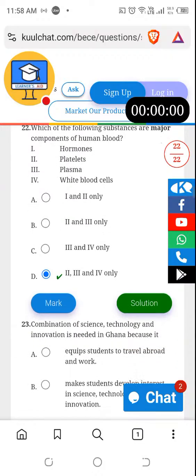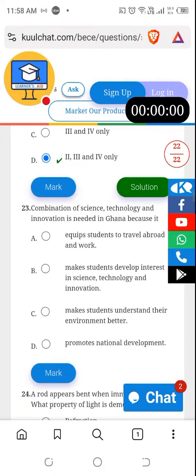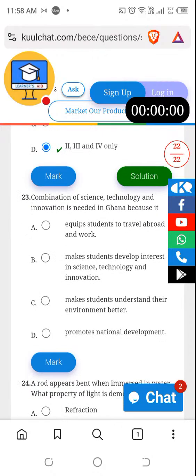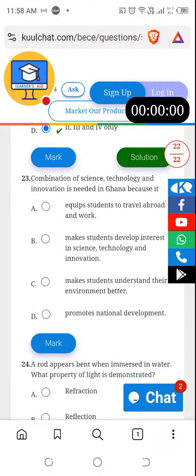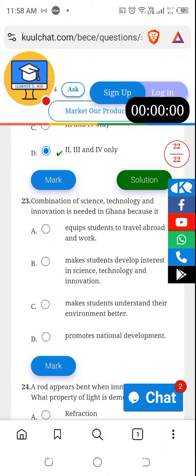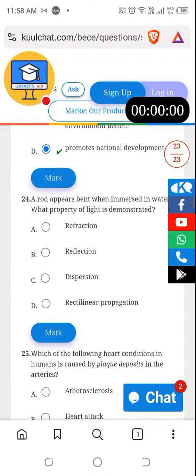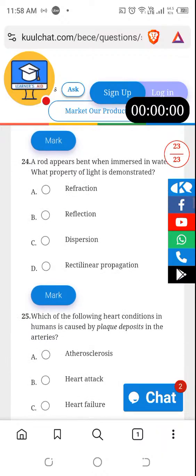Question number 23. The combination of science, technology, and innovation in Ghana is needed because it promotes national development. It makes students understand the environment, equips students to travel. This is the logical answer. Good. So it's D.